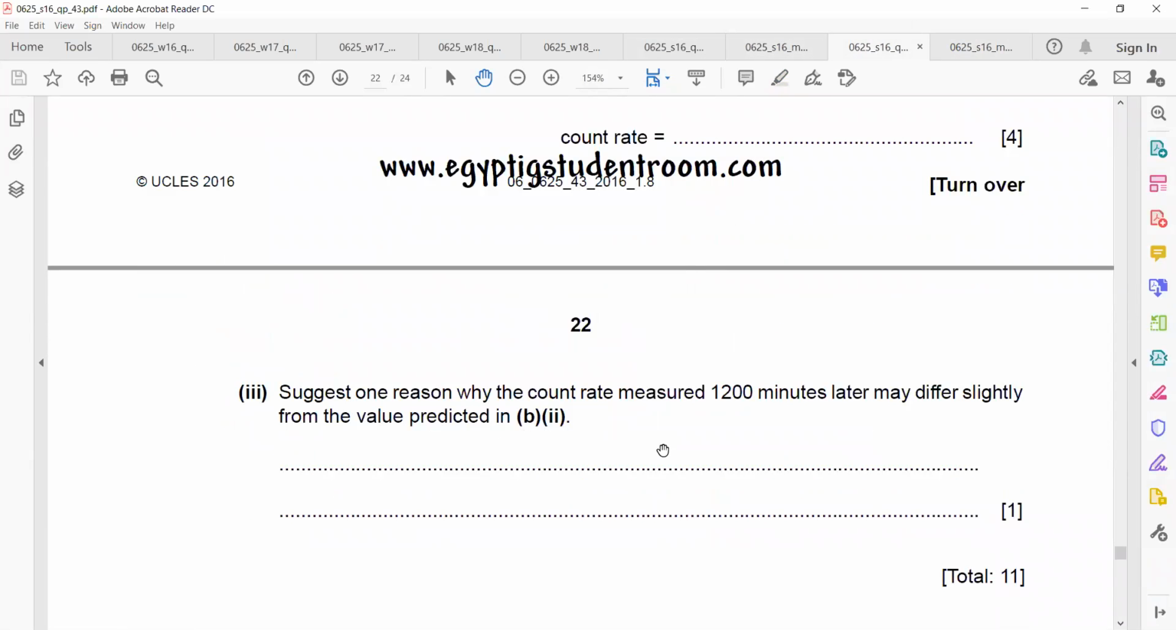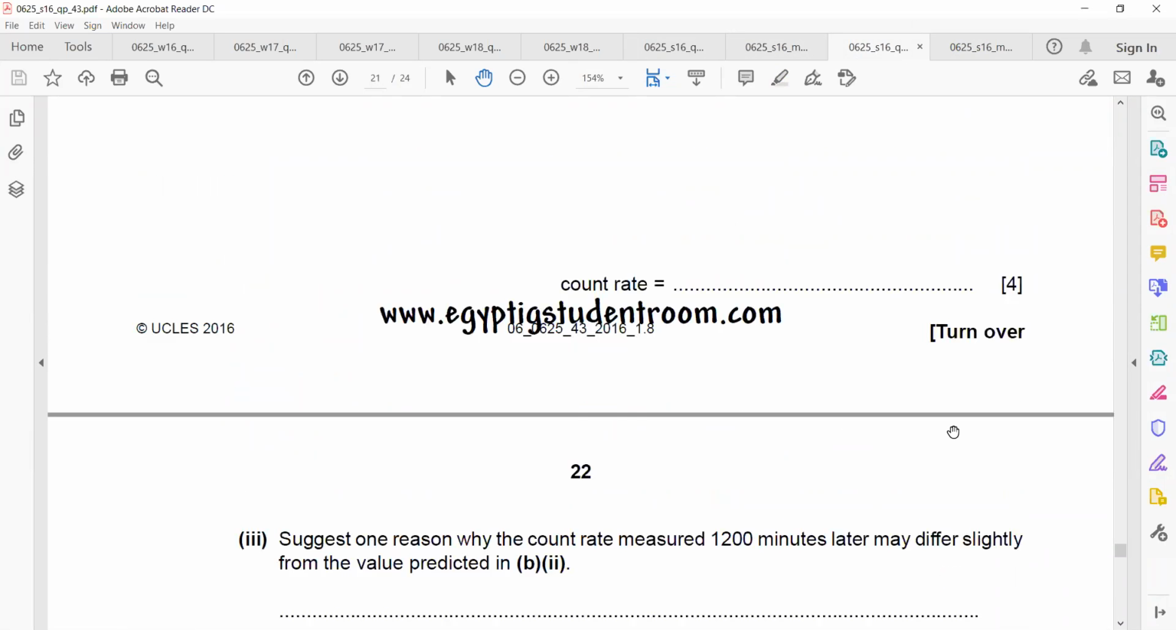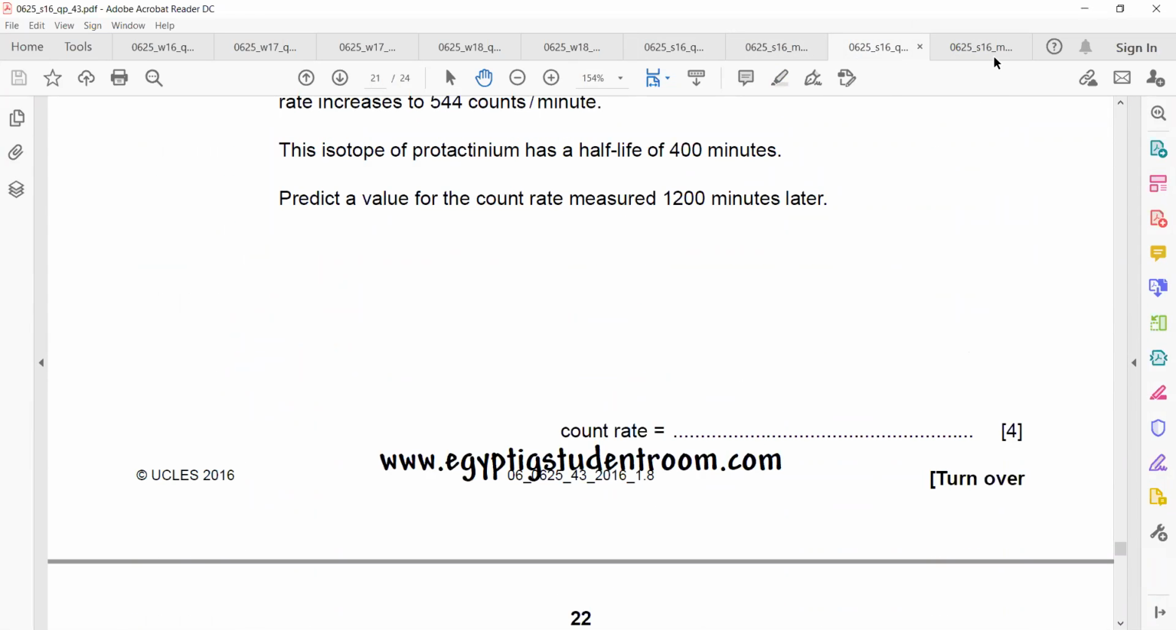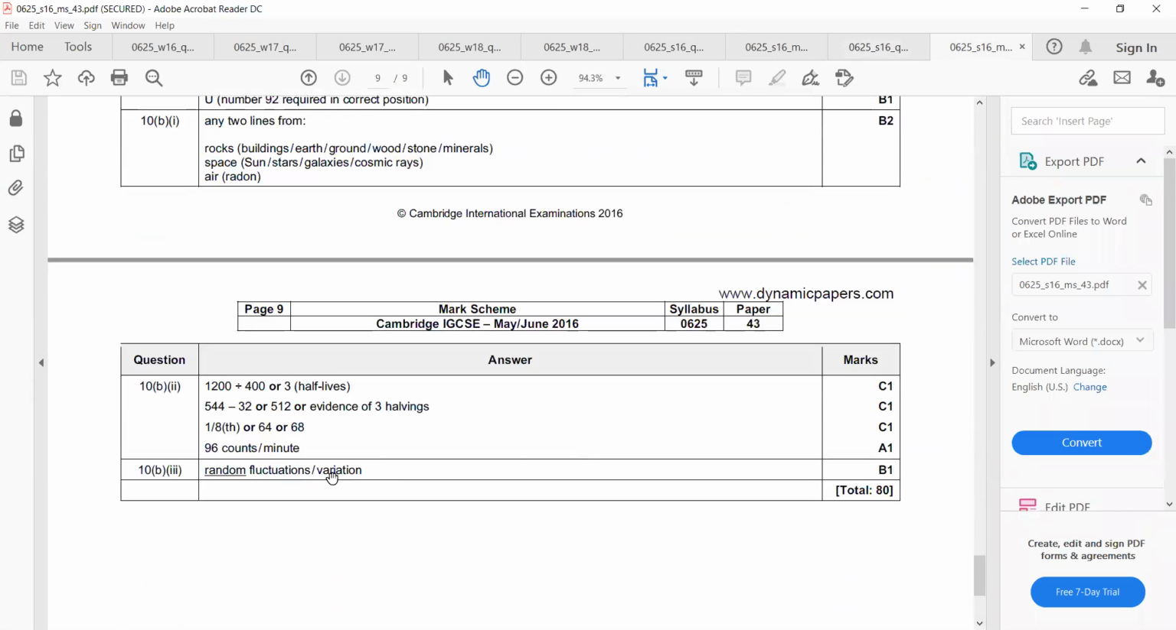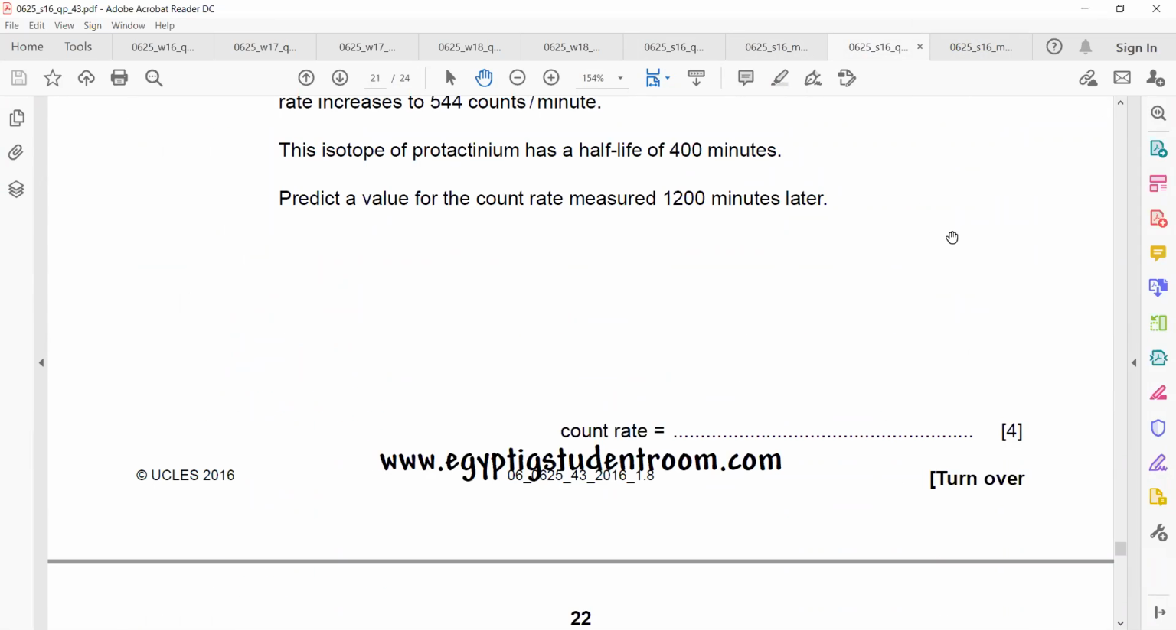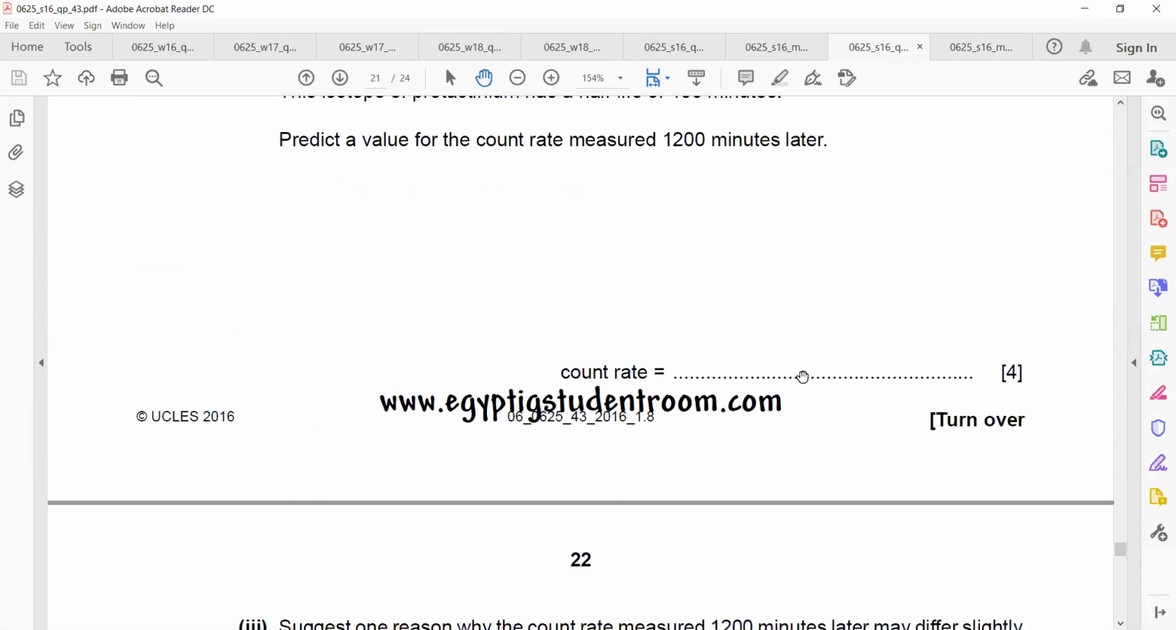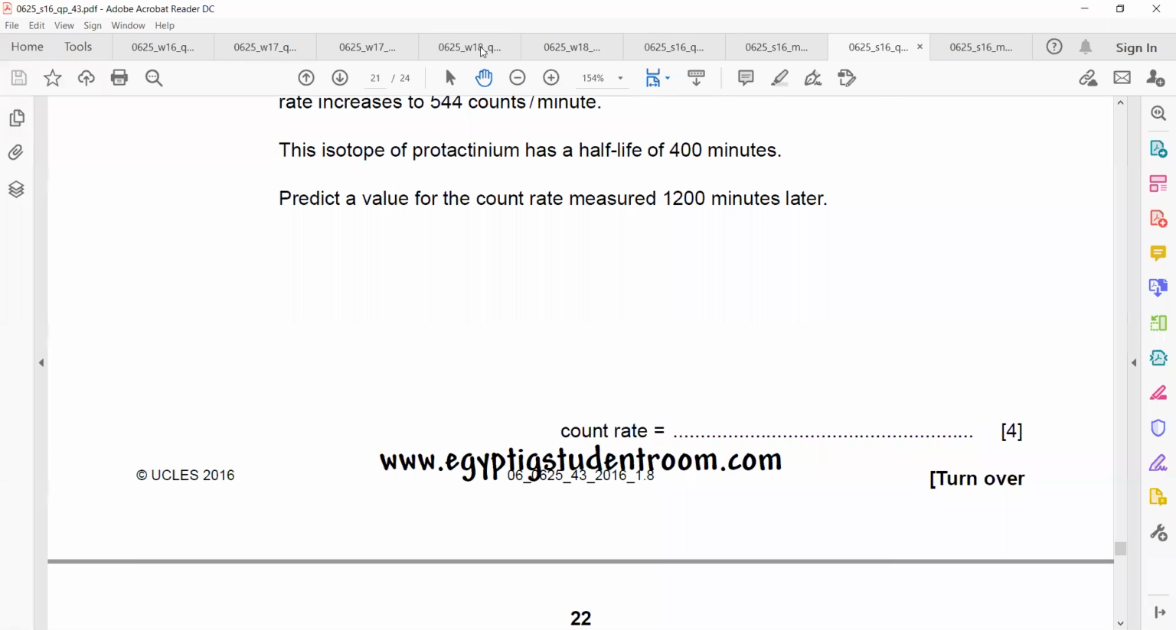Suggest one reason why the count rate measured at 1200 minutes may differ. Because these radiations are random, there is fluctuation in the radiation. That's why it will continuously change. Like you predicted that you should get 96 radiations, but maybe after 1200 minutes you are getting 97 or 100 radiations, because radiation is a random process and there is fluctuation. That's why you may not get an exact number.